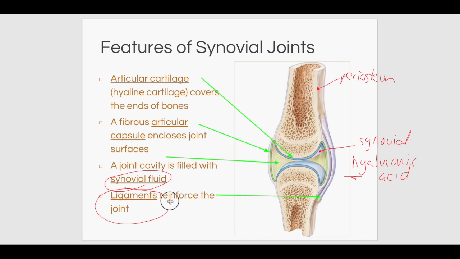The last major component of the synovial joint is the ligaments, and ligaments we learned earlier help to support and keep bones together. And that's exactly what it's going to do here. It'll reinforce this joint. These ligaments tend to be much longer than in some of the other joints we talked about to allow for more movement, but will keep these two articulating bones together.